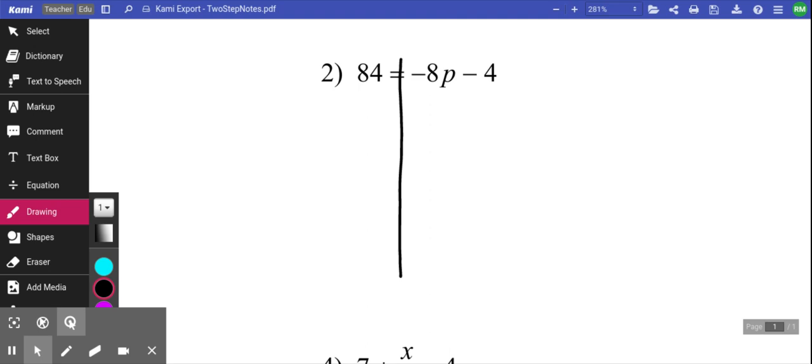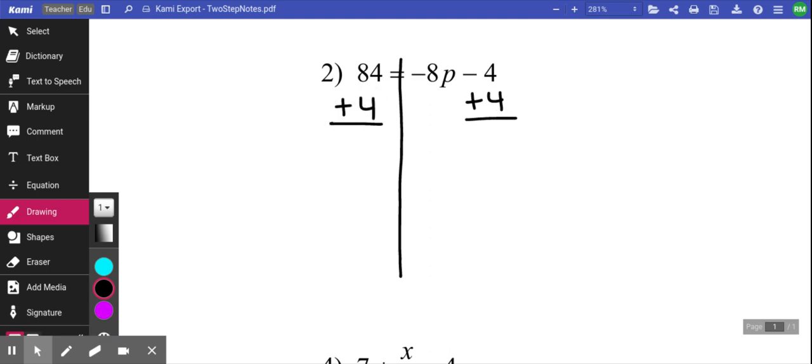We're not going to touch the negative 8p, not the variable. So what do I need to do with this negative 4 or minus 4? Plus 4 to both sides. Good. Saw everybody do that. 84 plus 4 is 88 equals negative 8p. These cancel out.